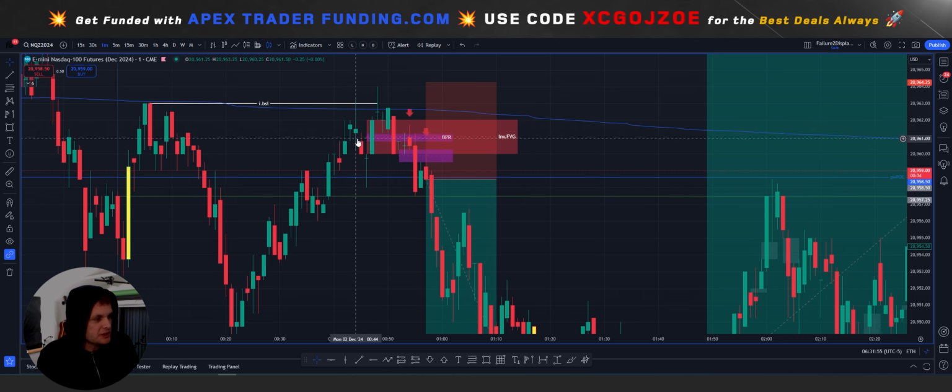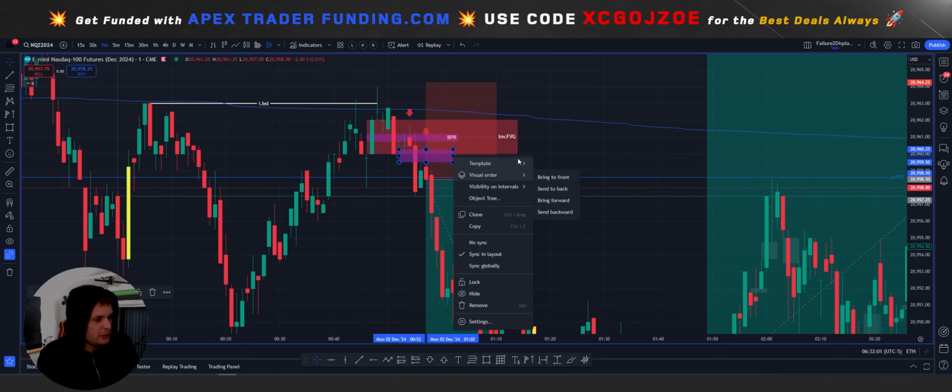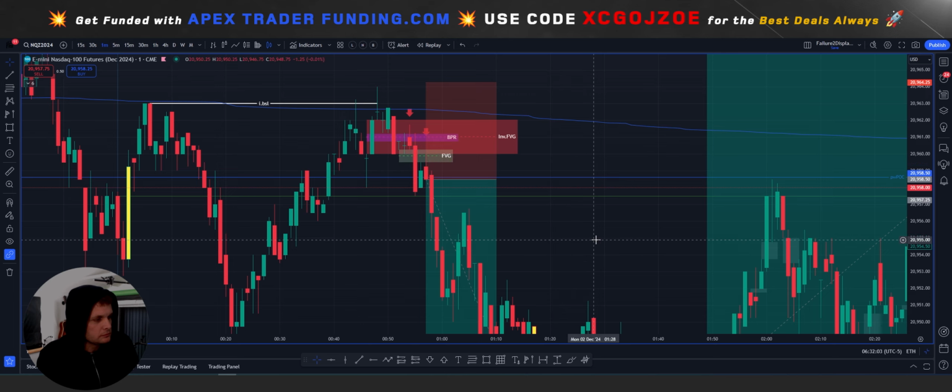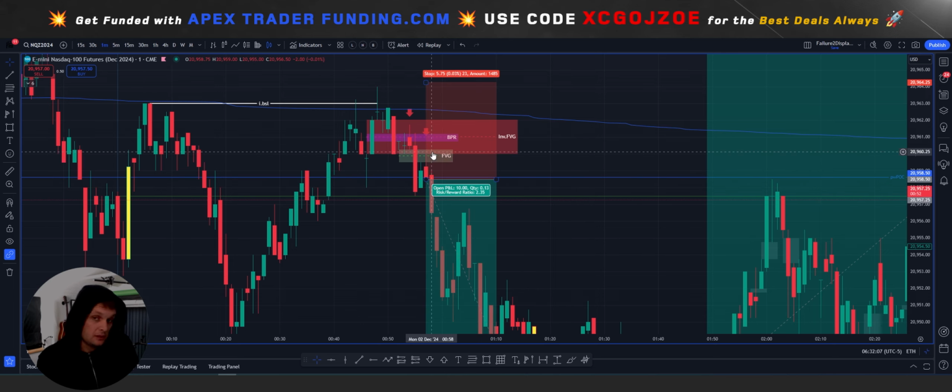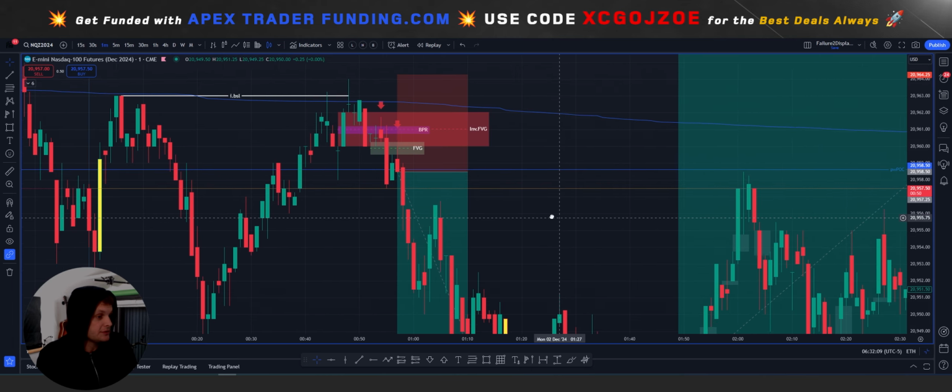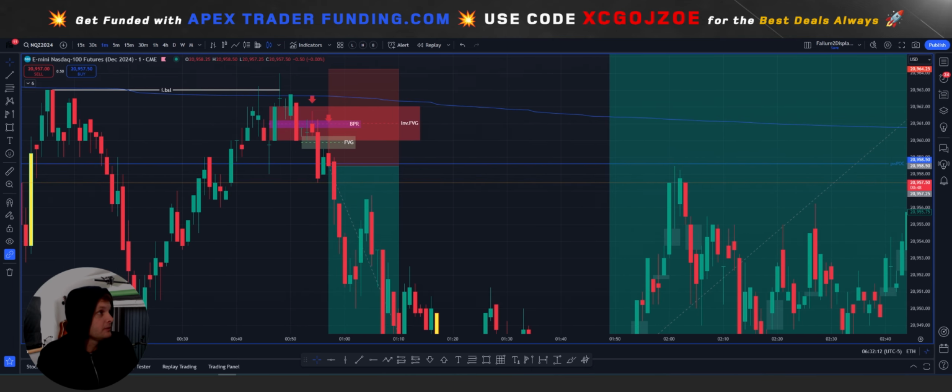We had one divergence candle respecting the BPR. We left a fair value gap as we displaced away from that BPR. And on the retest of this, we also had a second divergence candle. So what's a divergence candle? Let's jump into Tradovate now.